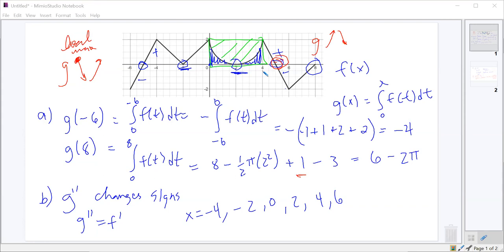And then somebody's asking if I can re-explain why 8 is a local min and -6 is a local max. So -6 is a local max because we know that G prime is f of x, right? And the sign of G prime tells me what G is doing. So the sign of f tells me what G is doing. The sign of f is negative here, which tells me that G is decreasing. So if G is decreasing, then at the left endpoint there we have a local max. So that's why we have to test that to be an absolute max.